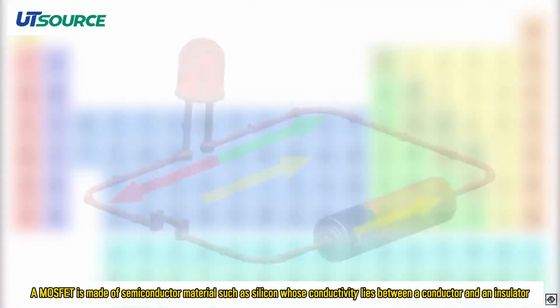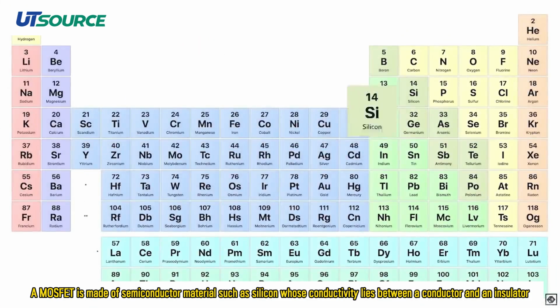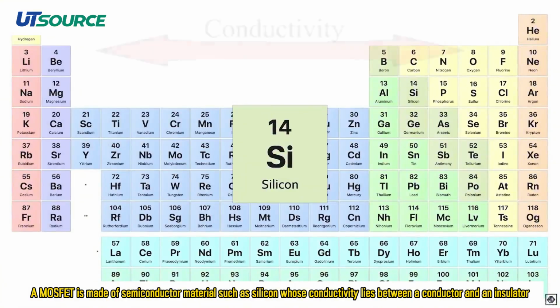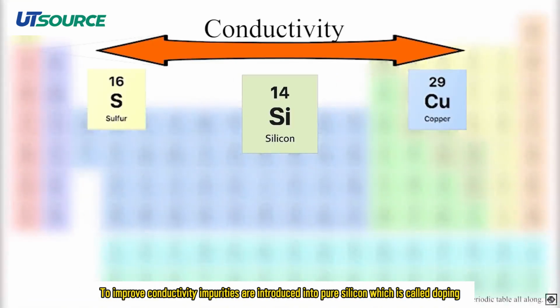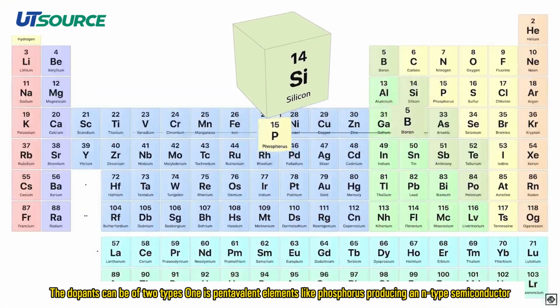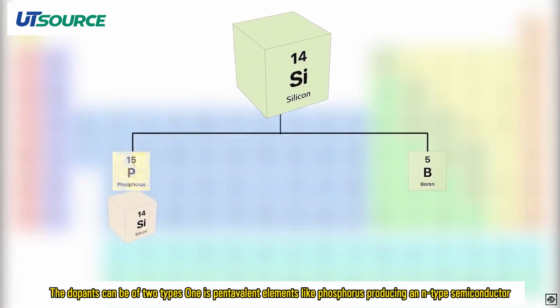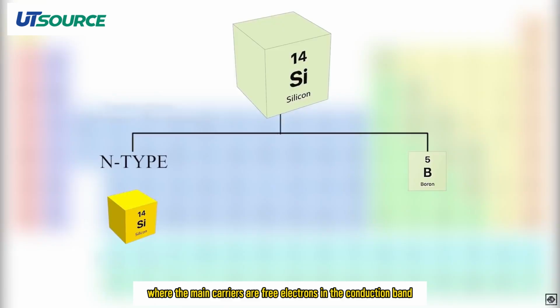A MOSFET is made of semiconductor material such as silicon, whose conductivity lies between a conductor and an insulator. To improve conductivity, impurities are introduced into pure silicon, which is called doping. The dopants can be of two types. One is pentavalent elements like phosphorus, producing an N-type semiconductor, where the main carriers are free electrons in the conduction band.